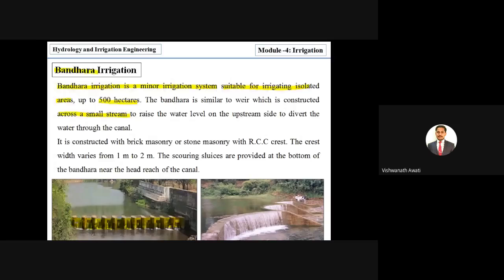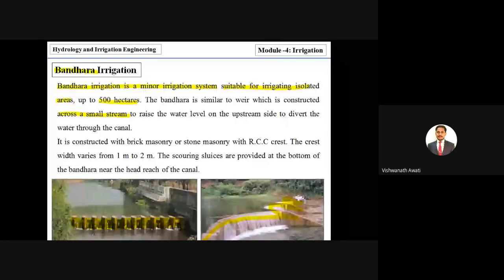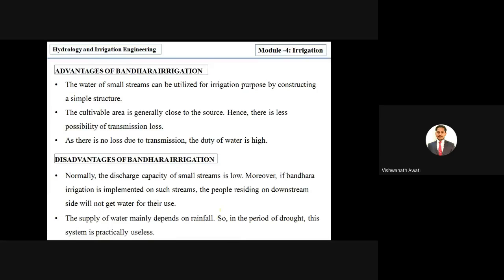And you can see here it is entirely constructed with RCC and it is comparatively very small. It's like a check dam, right? Constructed across the stream. Then we will see what are the advantages and disadvantages of Bandar irrigation. Advantages of Bandar irrigation: first one is the water of a small stream can be utilized.